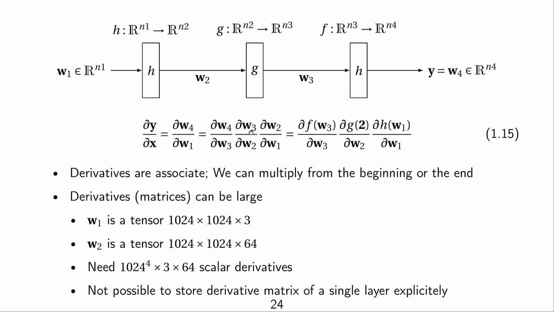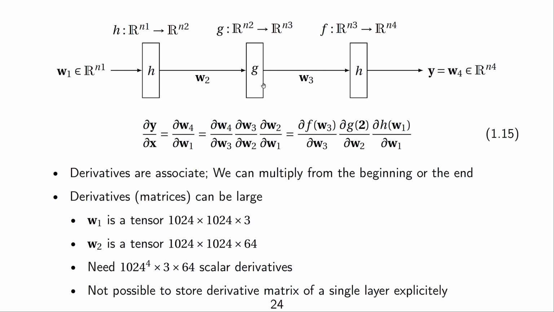So this partial w3, partial w2, you can imagine this is a matrix that has n3 rows and n2 columns. And again, there's n2 times n3 elements. So this thing here can be considerably large, especially if the input and output dimensions are already large.